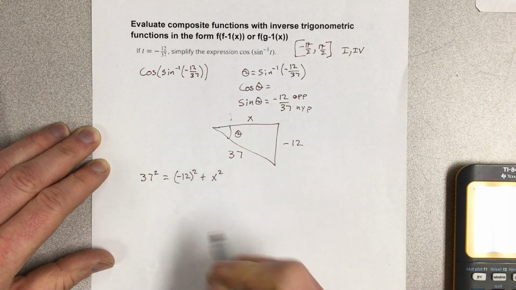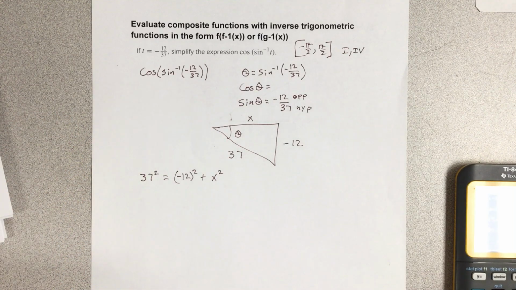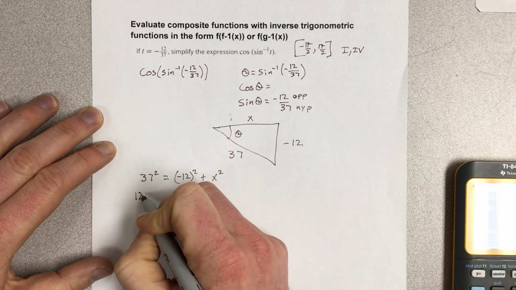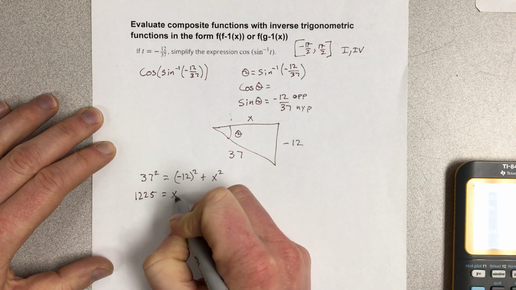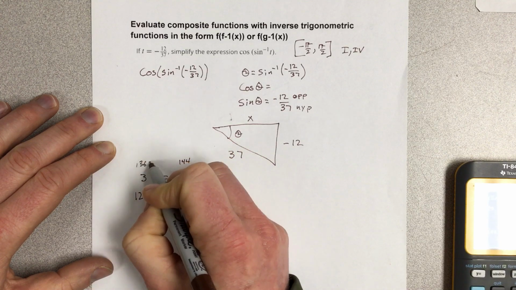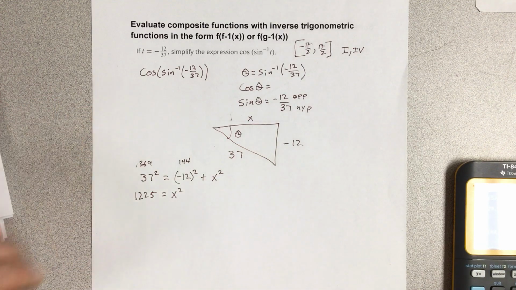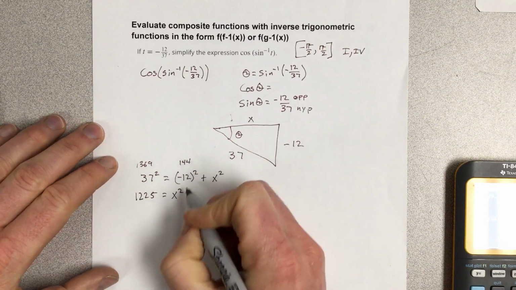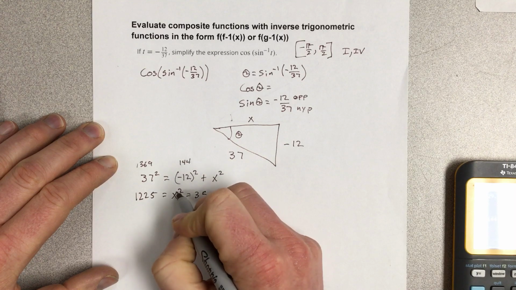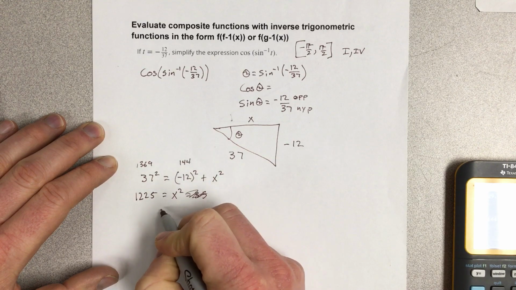So negative 12 squared, 37 squared. If I subtract out 144 from 1369, I end up with 1225 is equal to x squared. I do the square root of 1225, and I get 35. So I should say x is equal to 35.